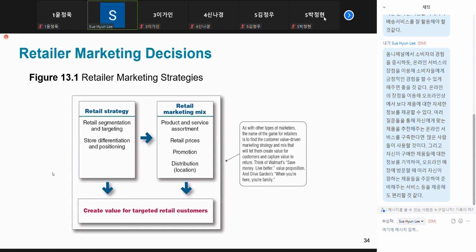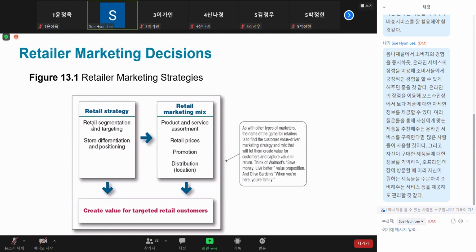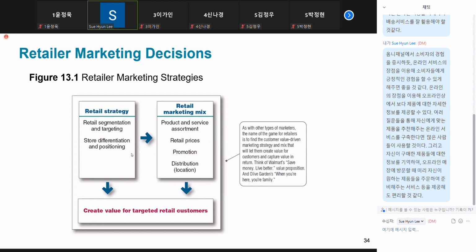Retailers are always searching for new marketing strategies to attract and hold customers. Today, the assortment and services of various retailers are looking more and more alike. So there are certain retailer marketing strategies, and it's really similar to the whole marketing process: retail segmentation, targeting, differentiation, and positioning, which is STP, and the 4P strategy: product, price, place, promotion. And throughout this, they try to create value for targeted retail customers.